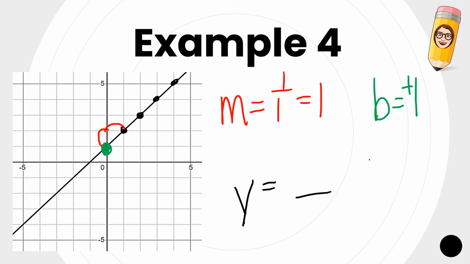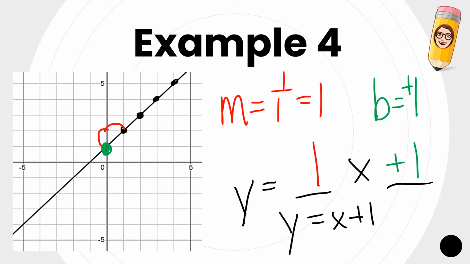Let's write our equation. Our slope is written in front of the x, and our b is added or subtracted to the end. Now keep in mind, I technically don't need a 1 in front of the x, right? We know if there's not something written there, it's also a 1. So you could also write it like this.